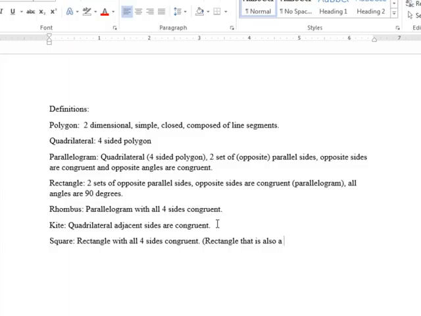Or you could have said it's a rectangle that is also a... What was the second part of that definition for the first one? Look at your first part of the definition for the rectangle. Rectangle with all 4 sides congruent. So it is a rectangle that is also a rhombus. Yes, there you go. Does that make sense? Okay. So we have rectangle, rhombus, kite, square.